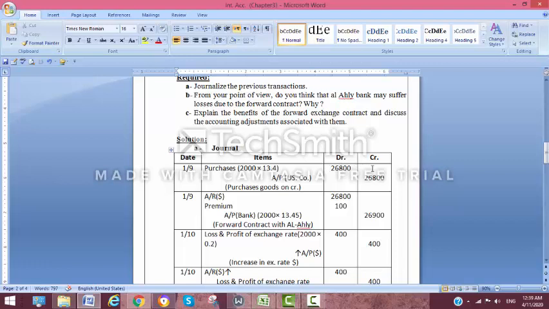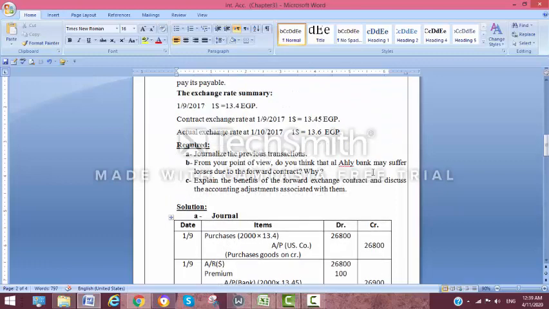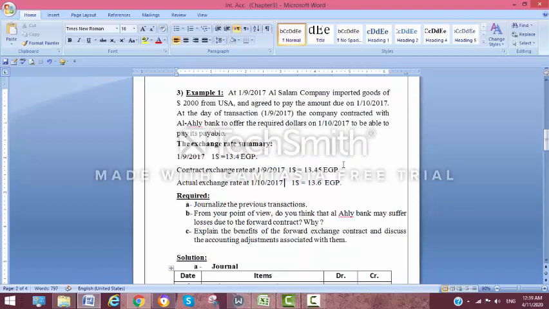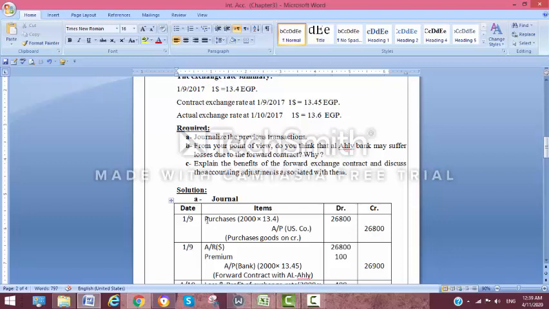You purchased the inventory in dollars but not paid by cash. This is imported goods, meaning this is a US company purchasing the goods. Purchases in accounting, in nature, is debit or credit? Purchases is debit.